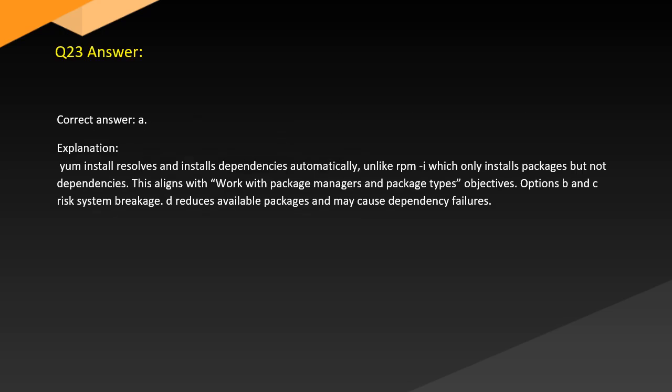Answer. Correct answer A. Explanation. yum install resolves and installs dependencies automatically, unlike rpm, which only installs packages but not dependencies. This aligns with the work with package managers and package types objectives. Options B and C risk system breakage. D reduces available packages and may cause dependency failures.